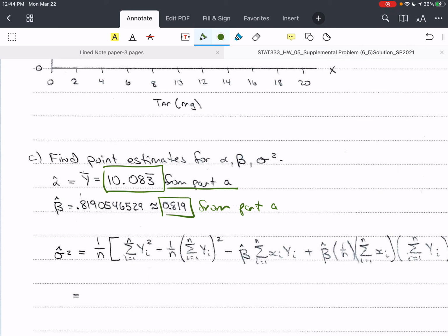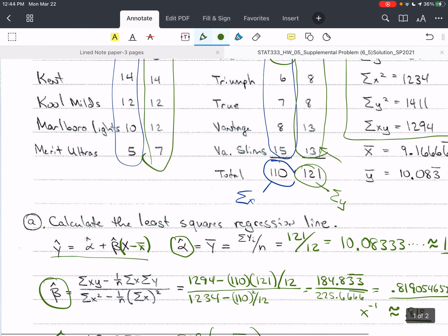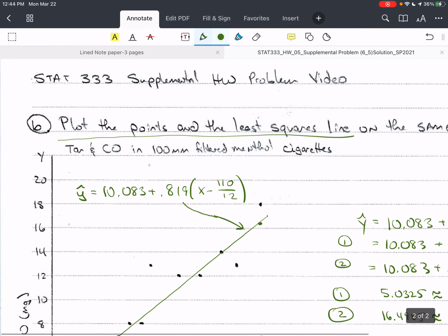Okay? So this is the formula from your book. I told you in the homework to use this formula, so this is the one that we're talking about. So I'm just going to fill it in. So 1 over 12 and then a bracket around everything else. Sum of yi squared is 1411, I believe. Yes, 1411.